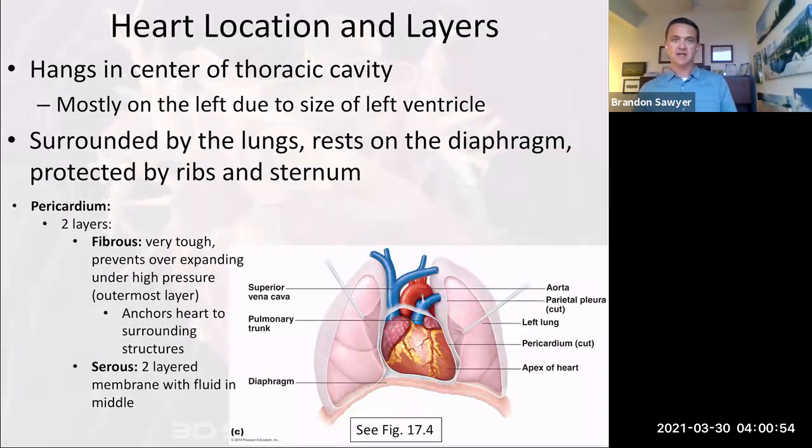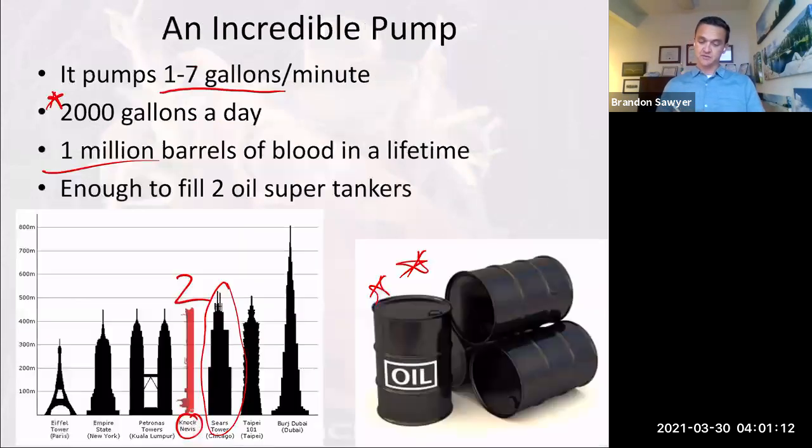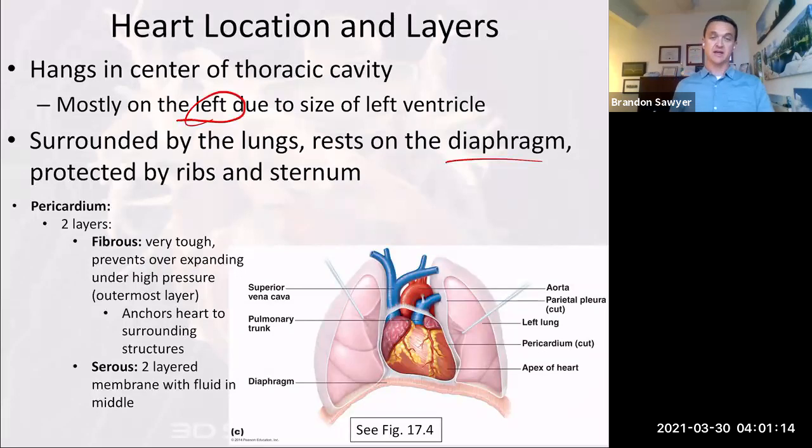Let's look at the layers of the heart here. The heart hangs right in the middle of the thoracic cavity, but it's mostly on the left side, and that's just because the left side of the heart is much bigger. It's not that it's actually more on the left side, it's just that the left side of the heart is bigger, so it sticks more over onto our left side. Surrounded by the lungs, it sits right on top of the diaphragm, and it's well protected by the ribs and the sternum.